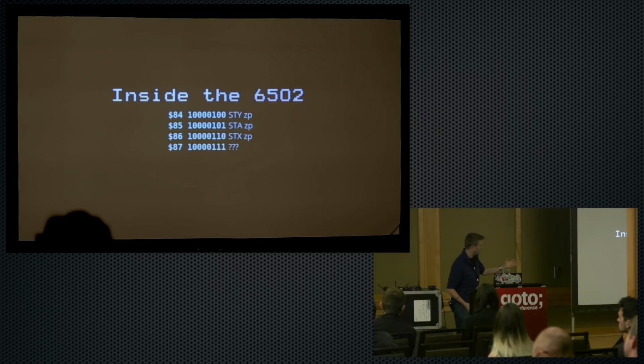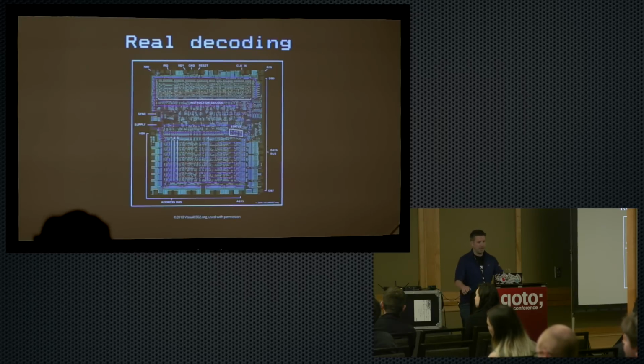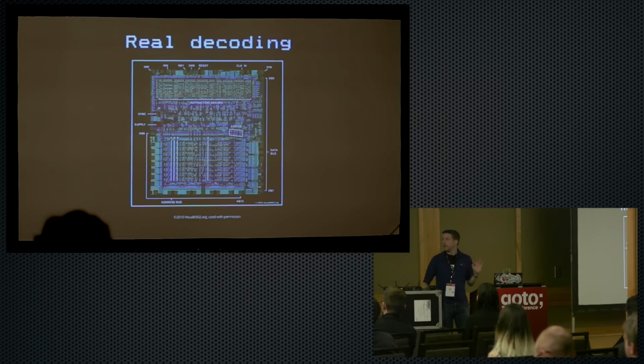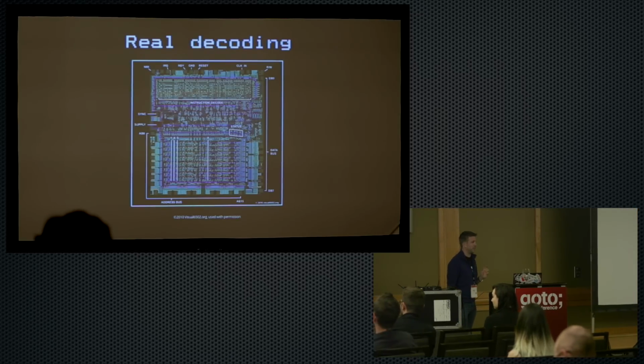Okay, so maybe we can get a clue as to what this other instruction is doing, because it must be doing something. Well, thankfully, people much smarter than me have taken the time to do something absolutely incredible. So a big thanks to the Visual 6502 people for letting me do this. This is a circuit diagram of the 6502. So the reason I know there are 3,510 transistors is because these guys have decapped a 6502.